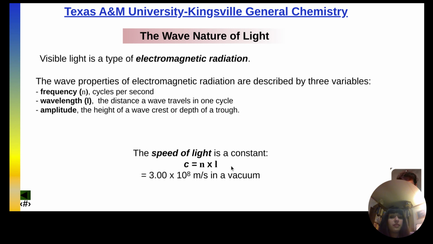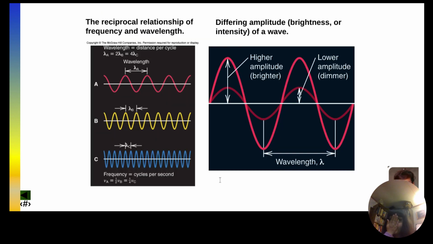So the speed of light is a constant. Here you have our c equals frequency n times L, wavelength, which is 3.00 times 10 to the 8th m/s in a vacuum, meters over seconds.